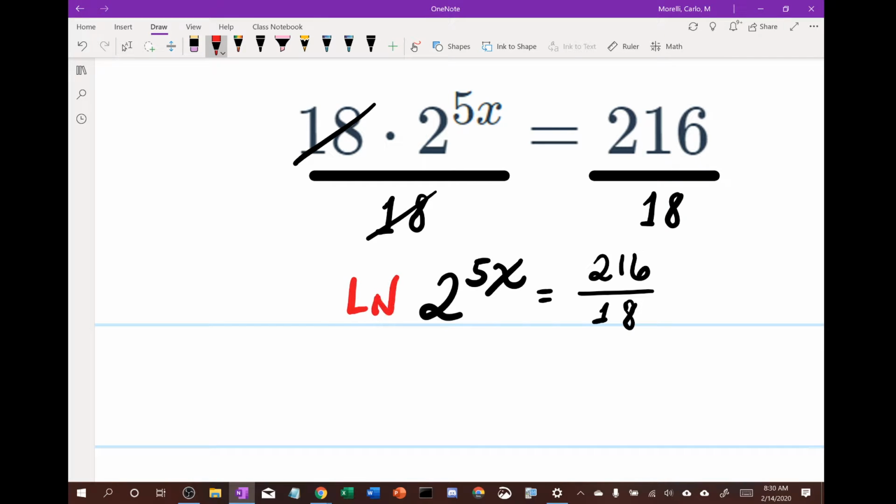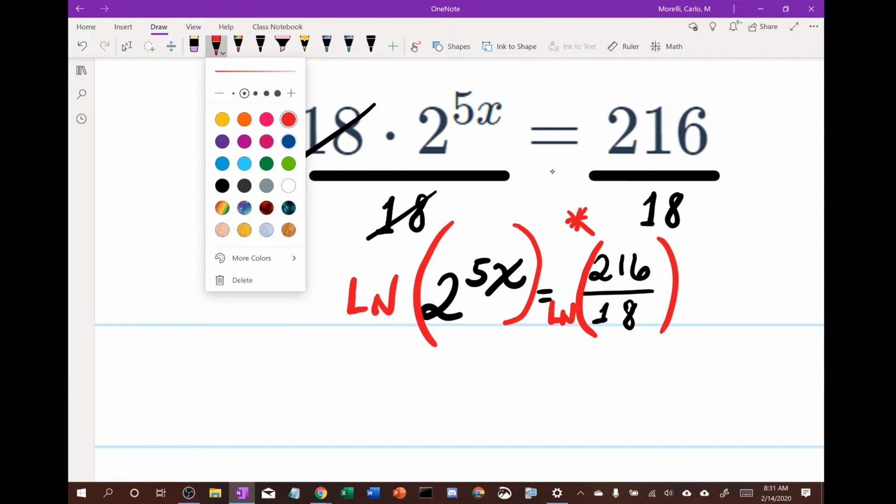So just do ln of 2 to the 5x and ln of the right side. Whatever you do on the left, you have to do on the right. That is probably a thing that students will forget to do a lot. All right, make sure you do it on both sides. Now, you can't actually put this in the calculator just yet, Allie. We have to do one quick thing, and then you can put it in the calculator, okay?